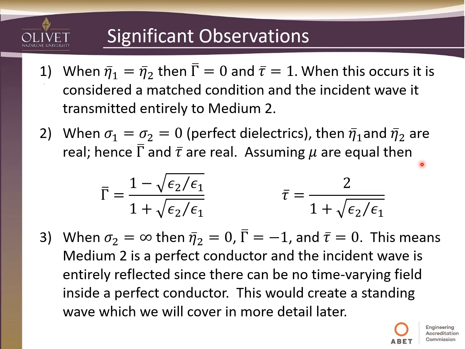When the second medium is a perfect conductor, that is, sigma 2, the conductivity in medium 2, is infinite, then the intrinsic impedance of that second medium is equal to 0. The reflection coefficient is then equal to -1, and our transmission coefficient is equal to 0. This means medium 2 is a perfect conductor and the incident wave is entirely reflected, since there can be no time-varying fields inside a perfect conductor. This would create a standing wave, which we're going to look at in a little more detail a little later. Again, a perfect conductor is not going to accept any of the waves, so it'll reflect it all back.